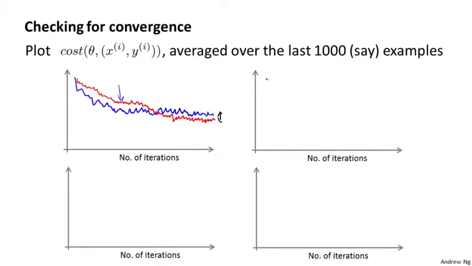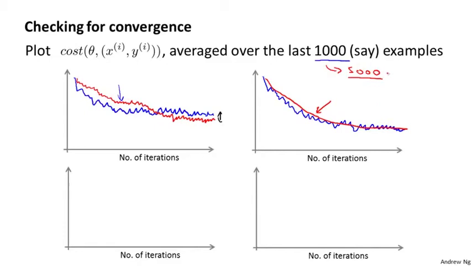Here are some other things that might happen. Let's say you run stochastic gradient descent and you average over 1,000 examples when plotting these costs. So here might be a result of another one of these plots. And again, it looks like it's converged. If you were to take this number 1,000 and increase it to averaging over 5,000 examples, then it's possible that you might get a smoother curve that looks more like this. And so that's the effect of increasing the number of examples you average over.